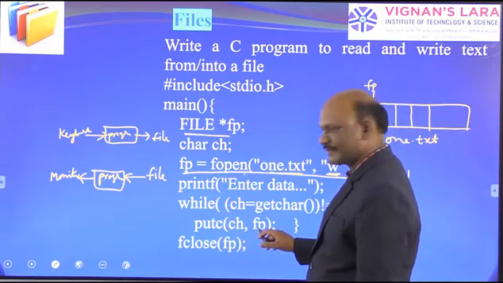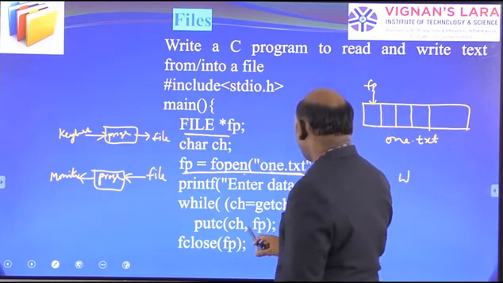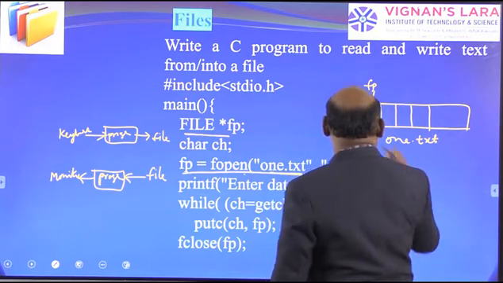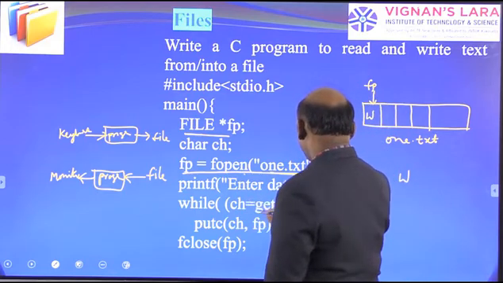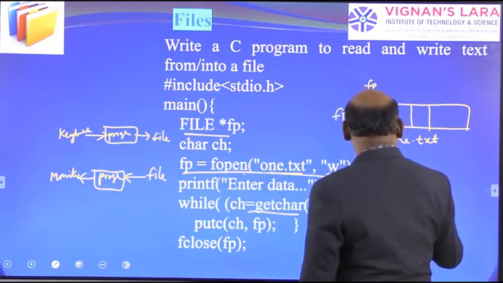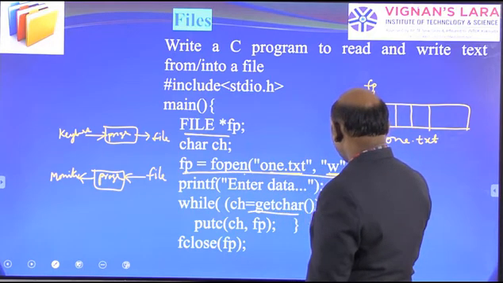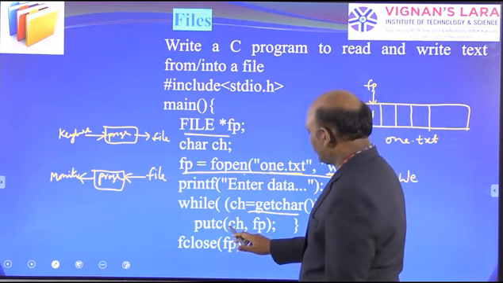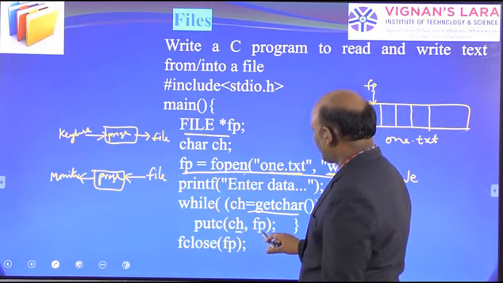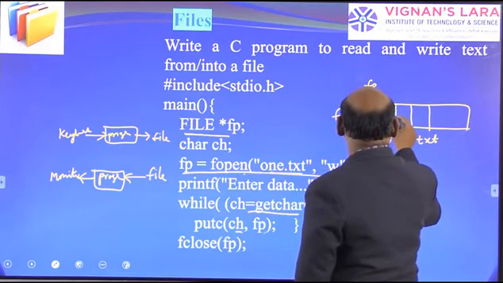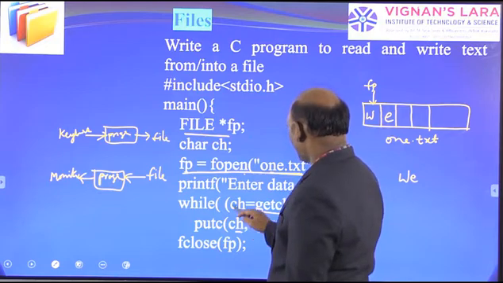Suppose ch equal to getchar w. putc of ch comma fp means put the character into the file. So w goes into the file. Repeat the loop. Again read the character E from the keyboard. E is not equal to end of file, then putc ch comma fp puts the character E into the file. Now repeat.